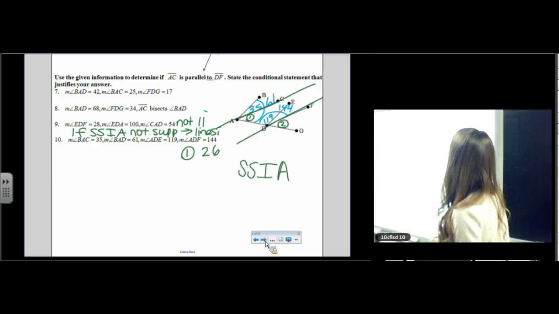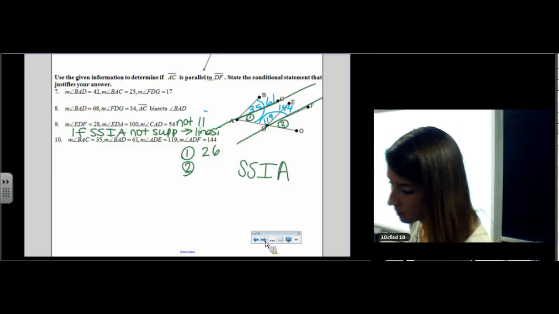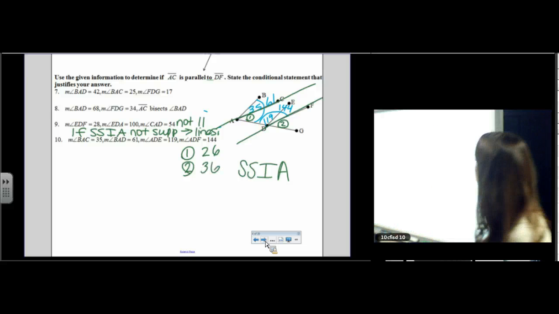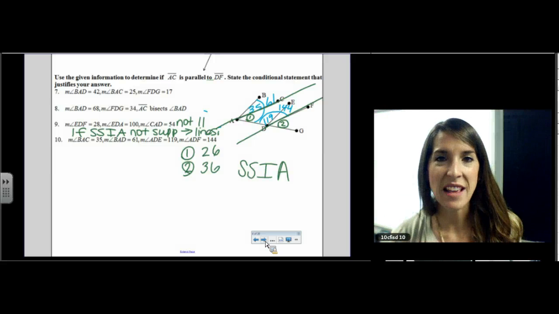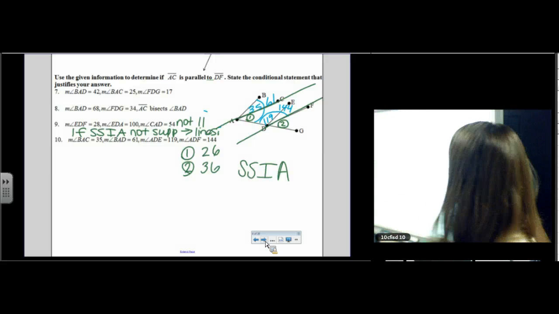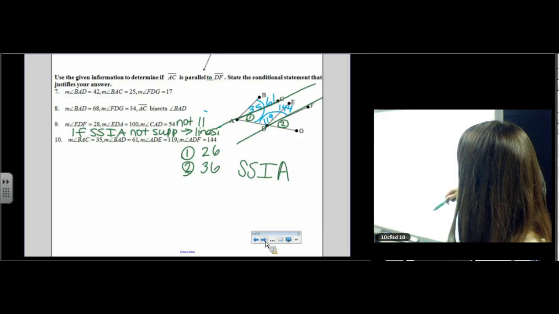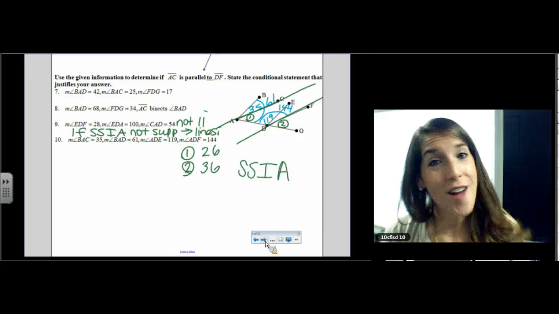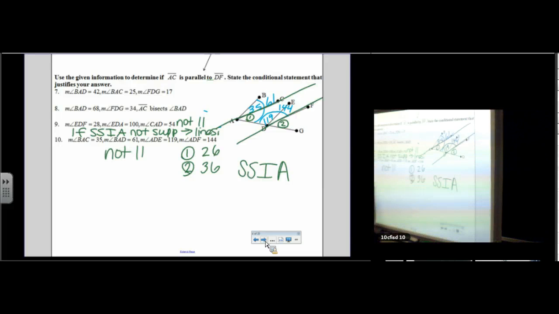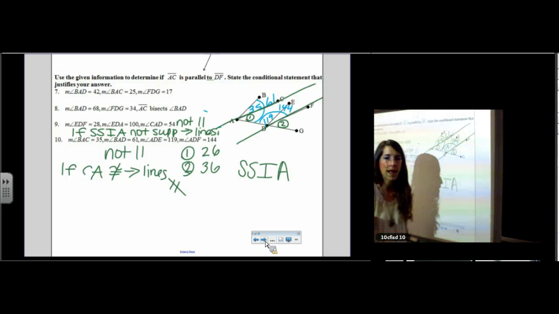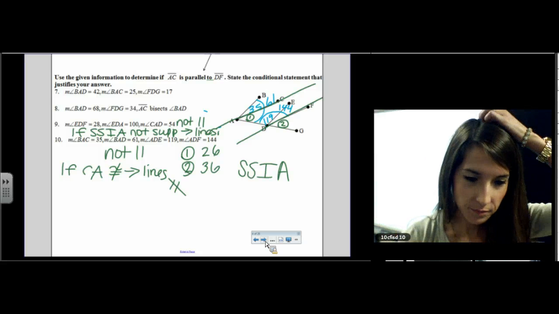I'm sure there's another way to do this, but this is the one that I thought of first. Angle 1 and angle 2 are corresponding angles. They're supposed to be congruent. But I just found that angle 1 is 26 and angle 2 is 36. So they're not congruent. So that's why this one is also not parallel. And my justification would be, if corresponding angles are not congruent, then our lines are not parallel. I just put a line through parallel for not parallel.